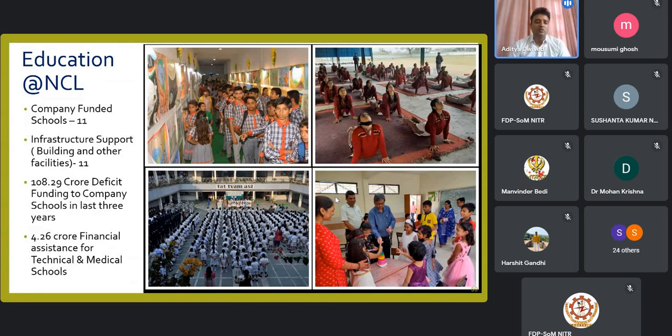108.29 crore deficit funding to company schools in the last 3 years. In the last 3 years we have invested 108 crores on deficit funding. Due to this, all the brands like DAV, DPS are there, and people are getting it at a very low price. Fees are not even 10% of what you pay if you normally go to the schools. This is how we are funding the education for the marginalized section of society.